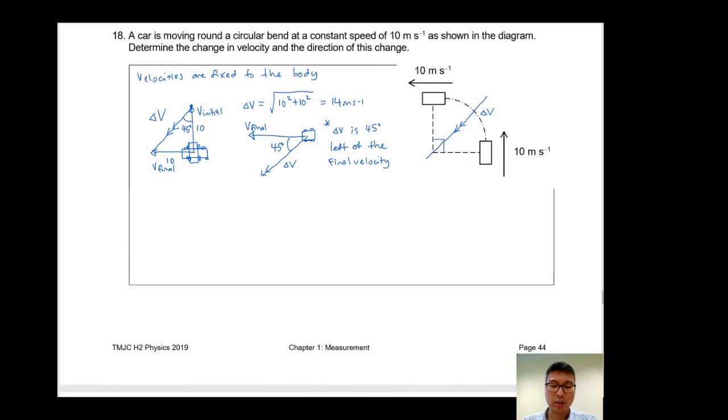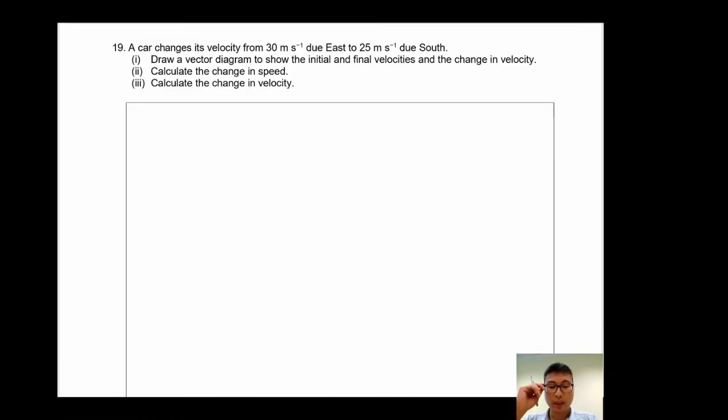Okay, now let's take a look at question 19. A car changes its velocity from 30 meters per second due east to 25 meters per second due south. Now the first thing we need to do is draw the car. Here is the car. The car's initial velocity is 30 meters per second due east. The final velocity is 25 meters per second due south. So on the same body, on the same point, we draw the final velocity. Remember, velocities are always fixed to the body that's moving.